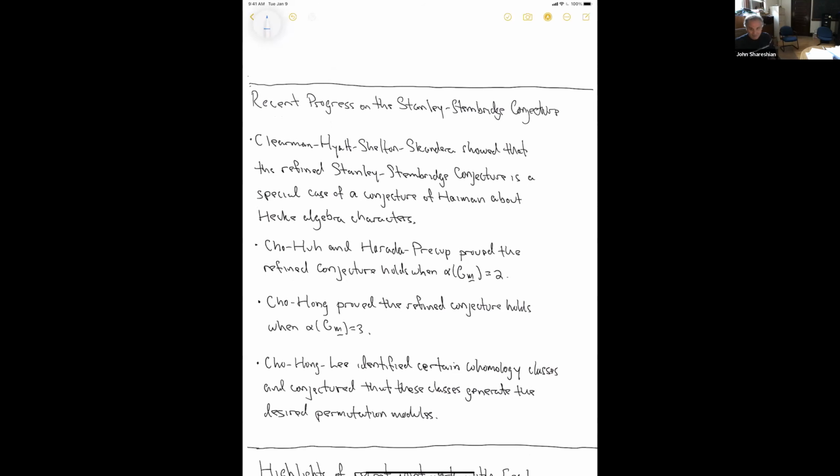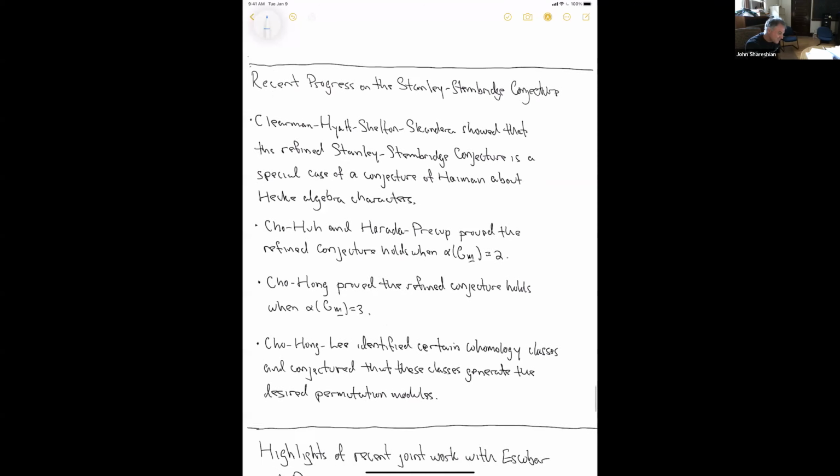I just want to mention some recent progress towards the Stanley-Stembridge conjecture. So this is not so recent. The first thing that I should tell you is, in fact, Michelle and I came up with this conjecture on our own, but Clearman, Hyatt, Shelton, and Skandera showed that, in fact, and this is not trivial, they related the chromatic symmetric function to Hecke algebra, type A Hecke algebra characters. It turns out that this refined Stanley-Stembridge conjecture is, in fact, a special case of a conjecture of Haiman. So there's some close relation with Hecke algebra representations and this whole story.